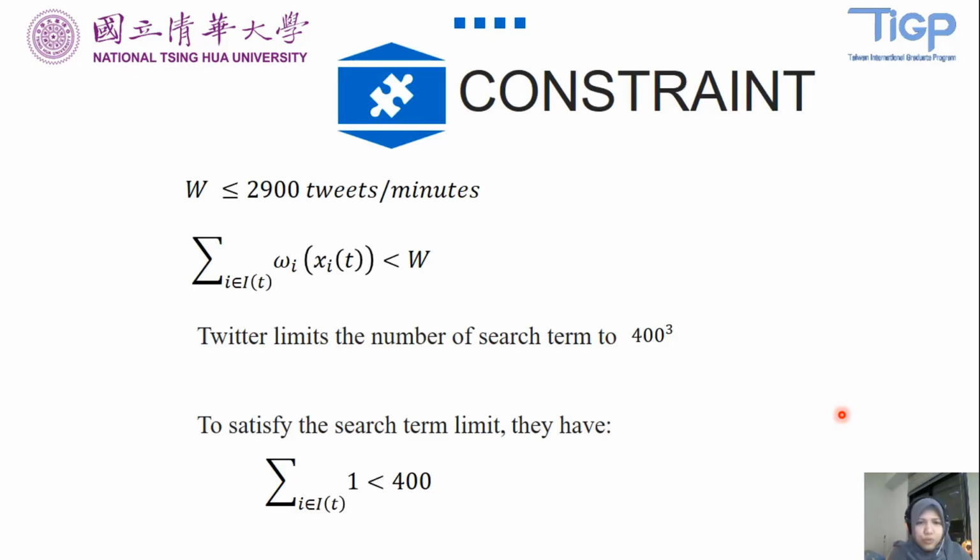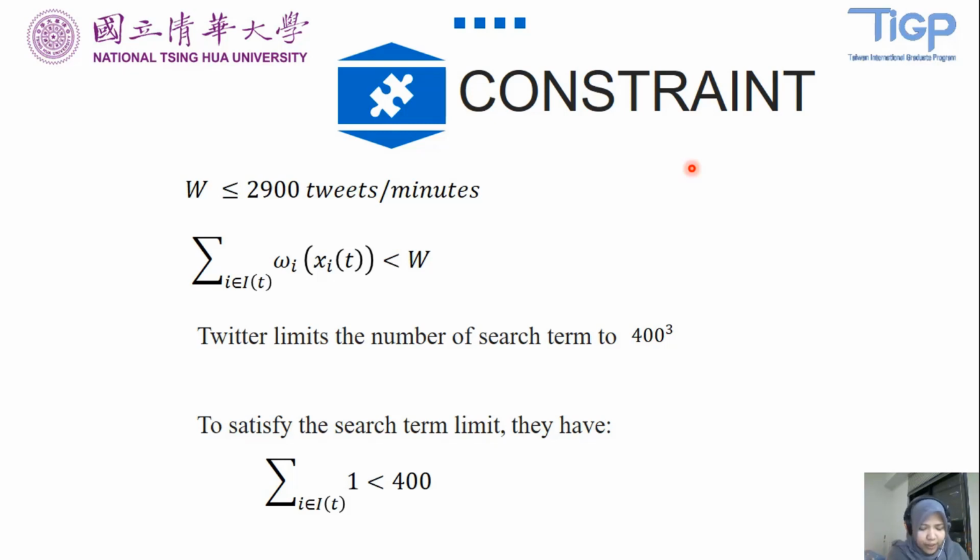And the third one is a constraint. Constraint is that while collecting Twitter data, a critical limitation is the total amount of data that we can download. As I discussed earlier, there is a hard limit. Here we can see that W must be less than 2,900 tweets in a minute. So Twitter also limits the number of search terms to this point. So to satisfy the limit, they have this equation to fulfill the limitation of tweets that we can collect in a minute.